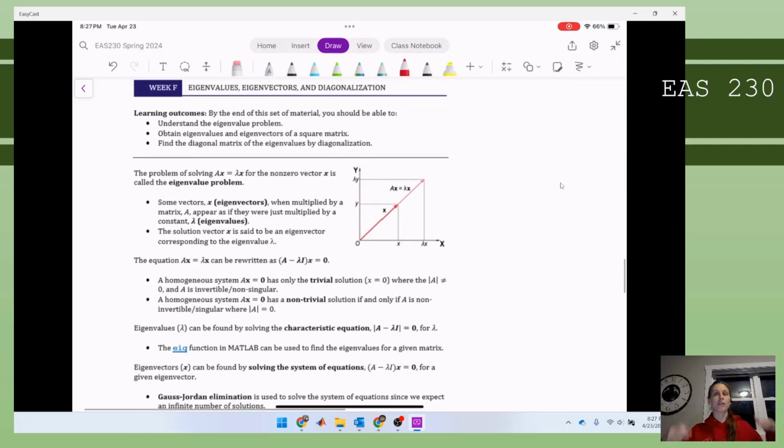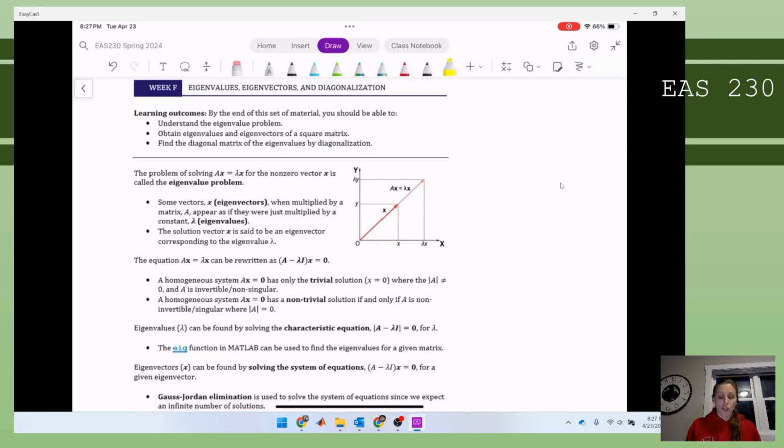Okay, on to week F, the last set of material. The last set of material is talking about eigenvalues and eigenvectors and diagonalization. It seems a little bit different from what we've been talking about before, but there are applications for it, and we're going to go over the general ideas.